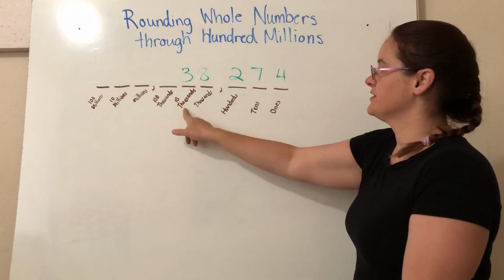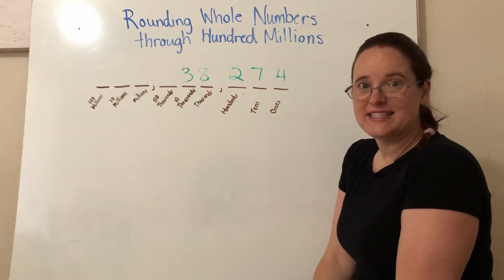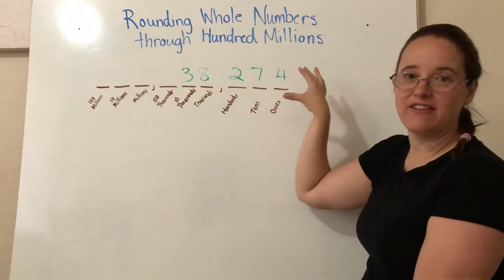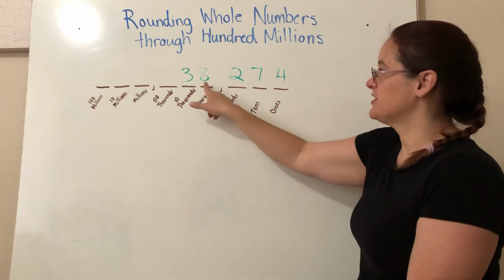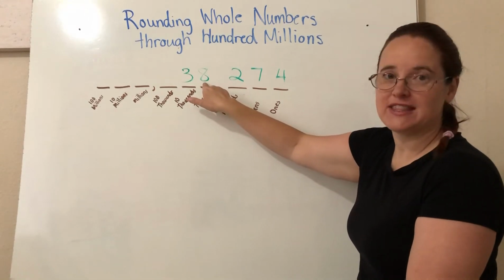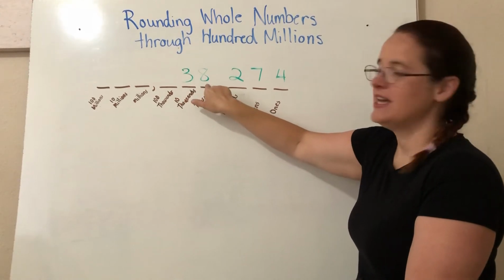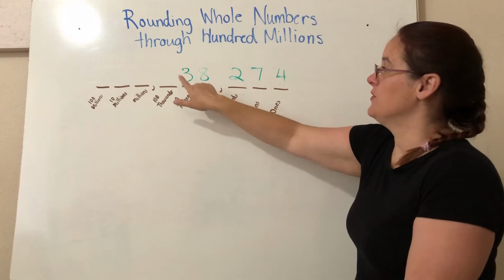So I have to find, where's my 10,000s? This number right here. Whatever place value you are rounding to, everything after that is going to be a zero. But before we turn them all into zeros, we have to look at the number that's directly to the right of the place value I'm rounding to, to decide, am I going to round this up or down?